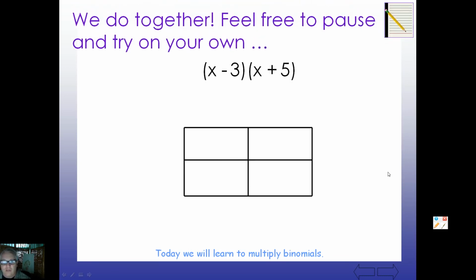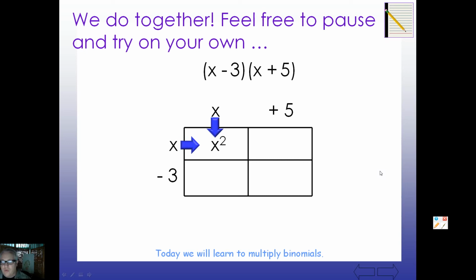Feel free to pause the video and try on your own. You've got x minus 3 times x plus 5. Let's go a little bit faster here. On the left-hand side, I'm going to put x minus 3, and on the top, I'm going to put x plus 5. Now I'm just going to fill this multiplication table out, so to speak.